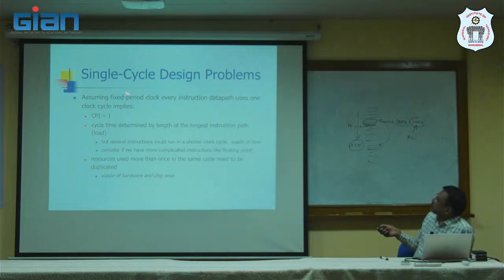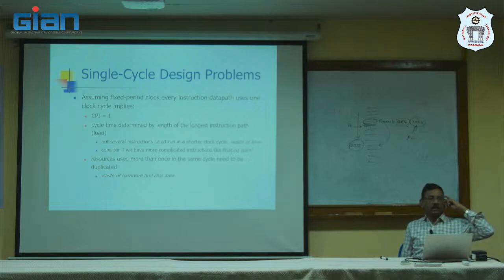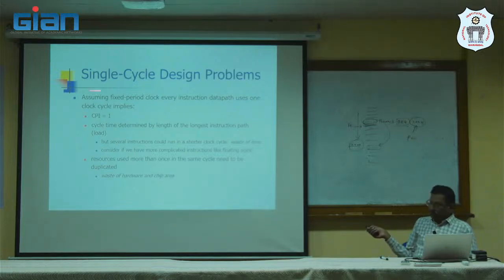So assuming fixed period clock, every instruction data path uses 1 clock cycle, CPI is equal to 1. CPI is the clocks per instruction. Cycle time is determined by the length of the longest instruction path. CPI is 1 because here every instruction is executed in a single cycle. We designed for single cycle data path only, not multi-cycle. So every instruction is going to be executed in a single cycle. That's why the CPI is equal to 1.